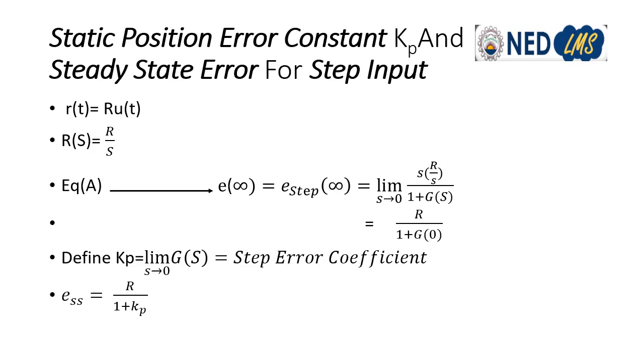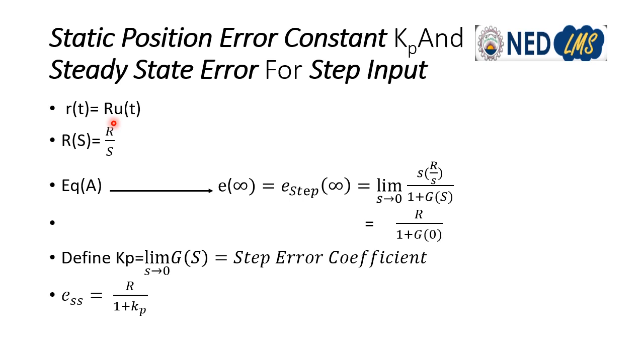Now we will derive the value of the steady state error for step function input. First is the static position error constant Kp, and the steady state error for step input. We define the step input as R u of t. The reference input is R u of t, where R is the magnitude. For a unit step, we consider just u of t. When we take the Laplace transform in the S domain, the corresponding value is R upon S. Obviously, if we consider it as u of t, it will be 1 upon S for a unit step function.